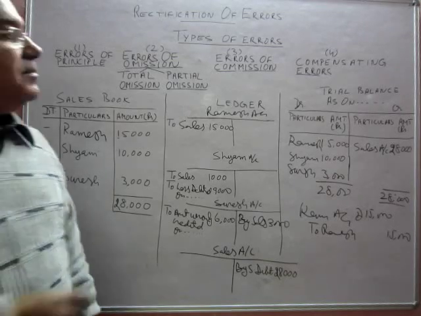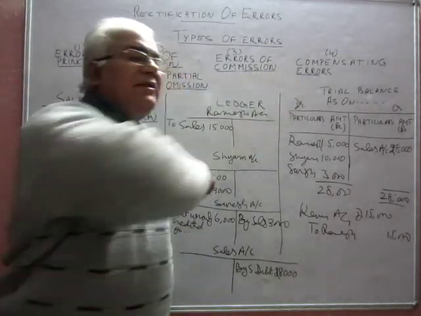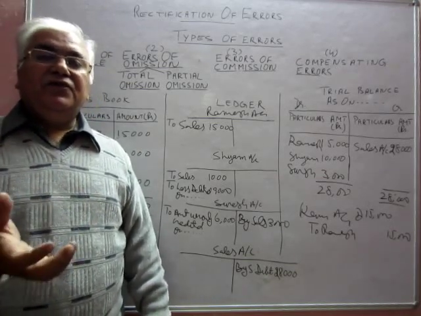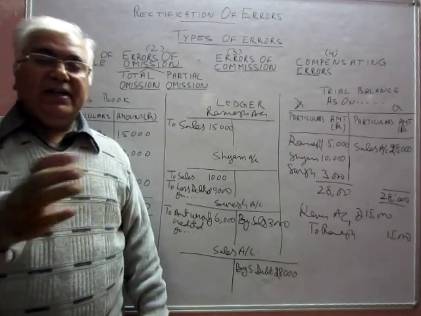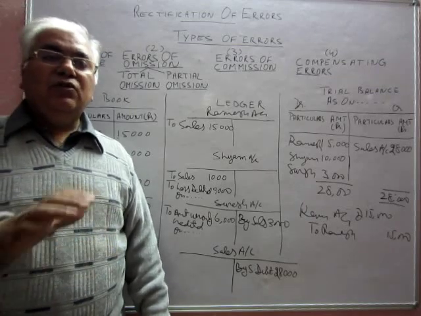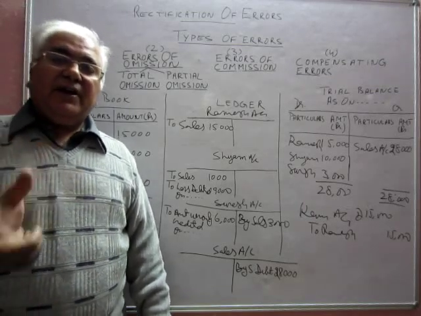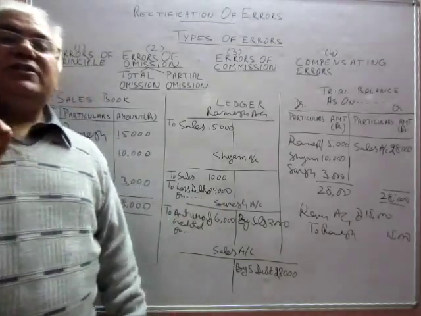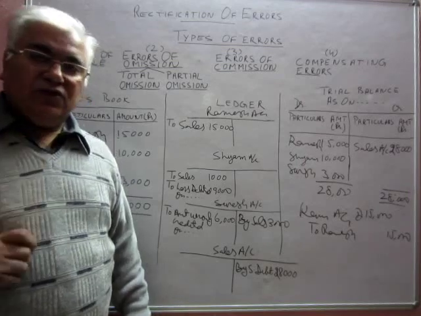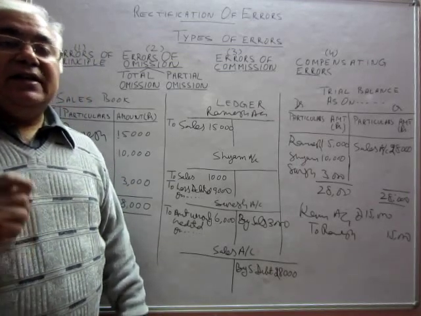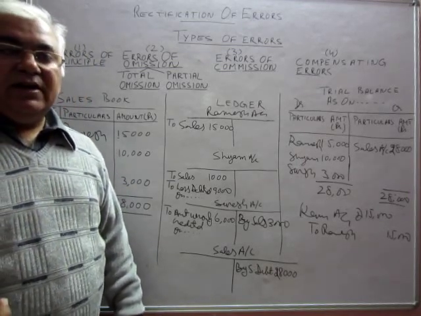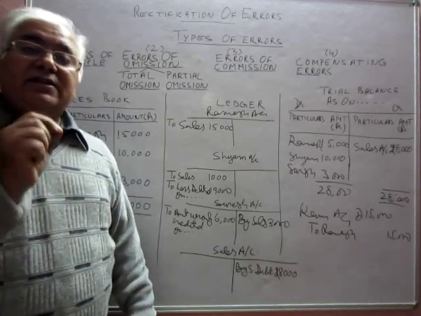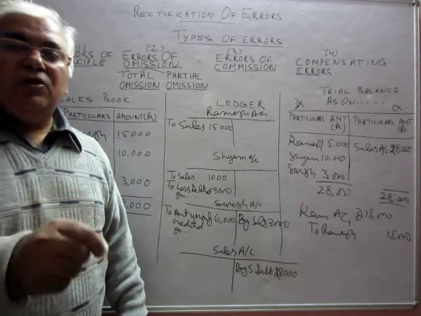Now what are compensating errors? Compensating errors, as the name says, are the errors which are actually compensating each other. That means there are two or more errors, the effect of which is to cancel out each other's effect. For example, your sales book has been overcast by 1,000 rupees. That means there is a credit balance of 1,000 more. And similarly, in the cash book, the discount column has been totaled 1,000 more.